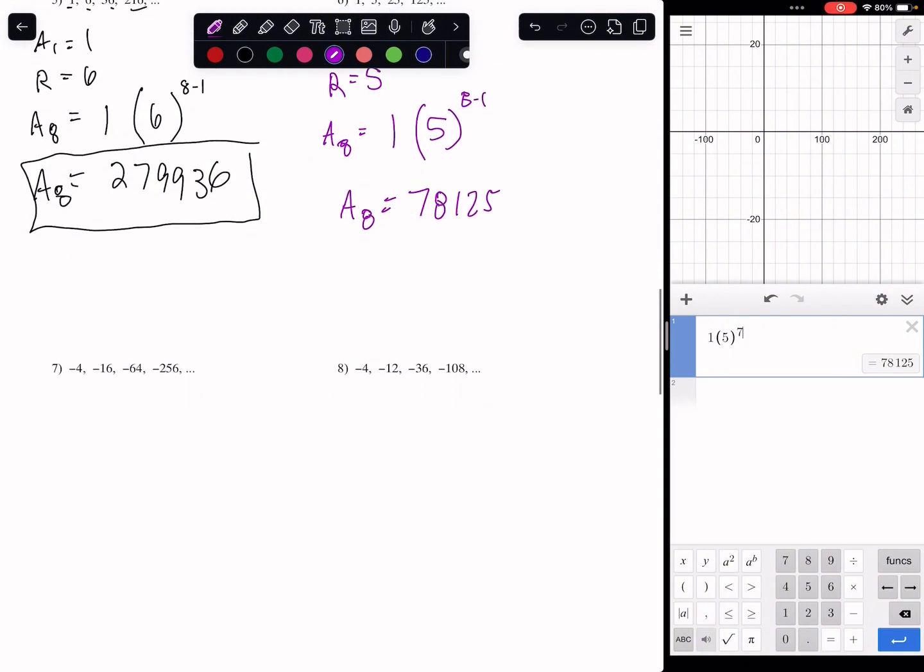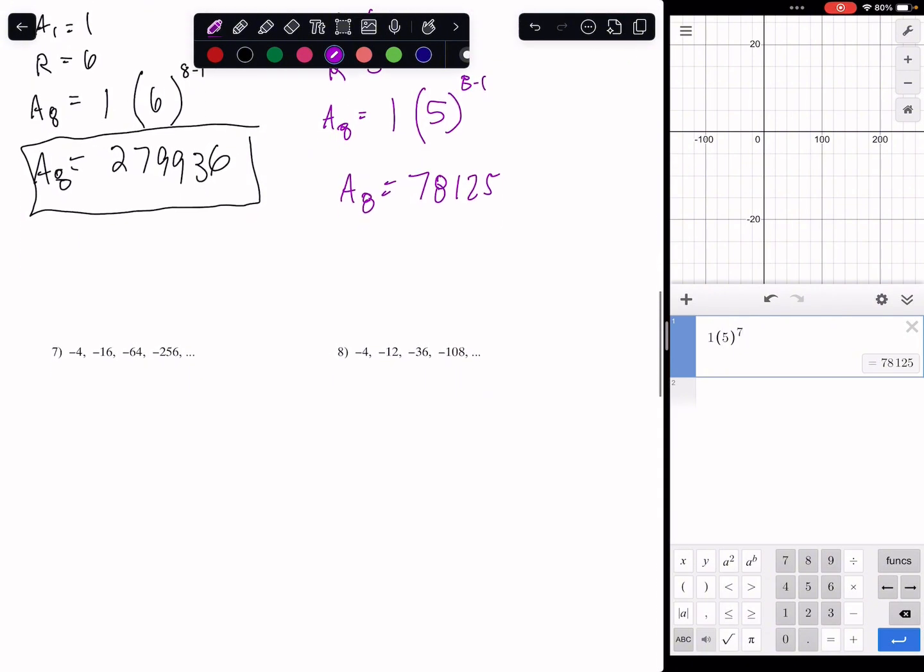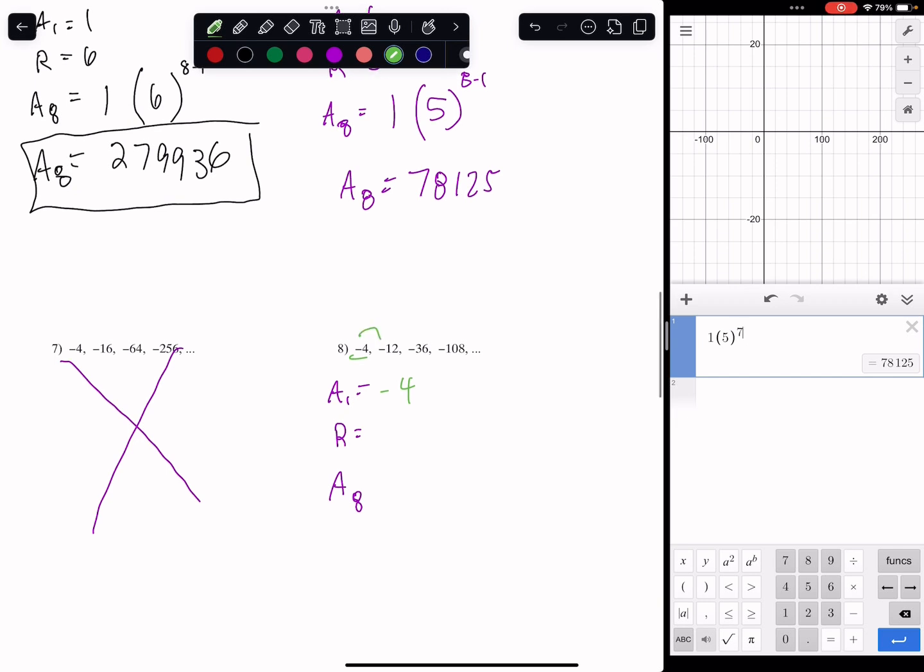And I'll just do one more of these because I don't feel like doing this last one. Let's not do that. Let's do number 8. 8's my favorite number. Okay? A of 1. And I'm also looking for the R. Then we're going to find the A of 8. So what's my A of 1 on this one? -4. What's happening every time? I'm multiplying all these by 3.